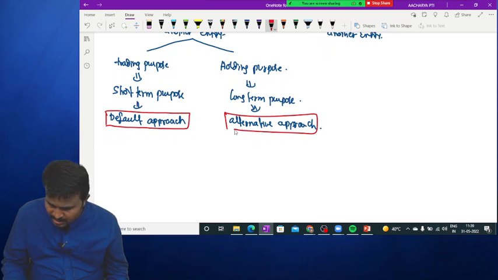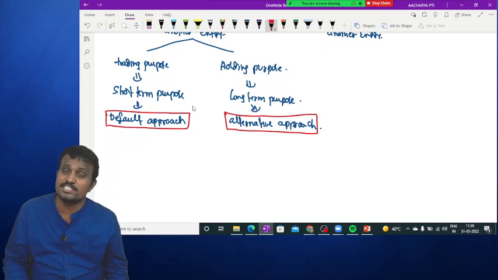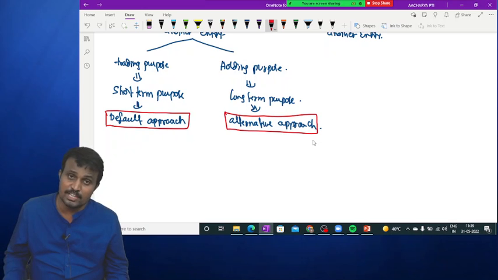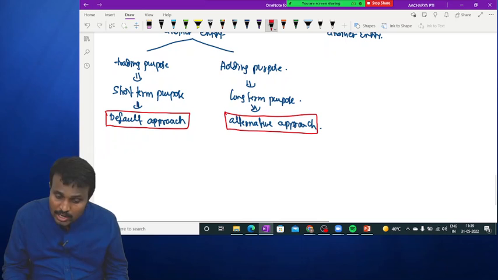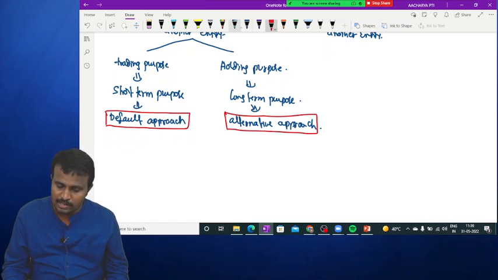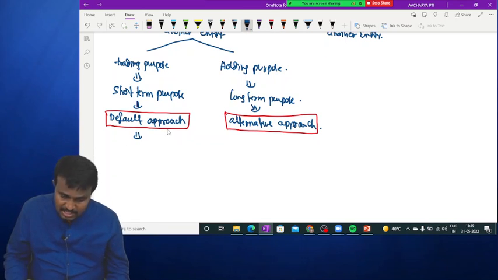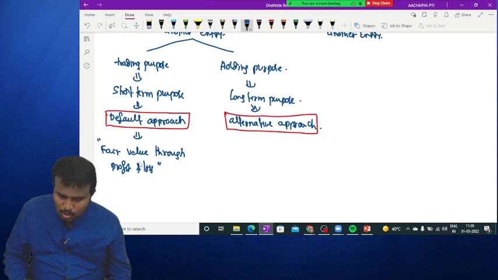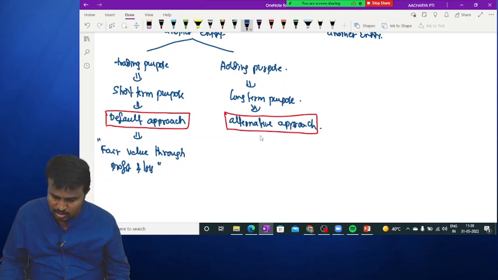And remember one thing, default approach means if the shares are acquired by the party for trading purpose, and alternative approach means it covers equity shares of another entity acquired for holding purpose. Equity shares acquired for holding purpose. And this approach is called as fair value through profit and loss. So why we call this one as fair value through profit and loss, I will explain.